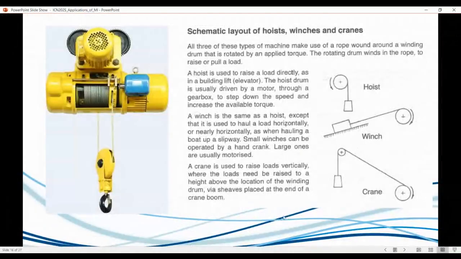And then we've got a winch. A winch is the same as a hoist, except instead of going vertically, it's more of a horizontal thing. It's used to haul a load horizontally, as when hauling a boat up a slipway. Small winches can be operated by hand crank, while large ones are usually motorized.